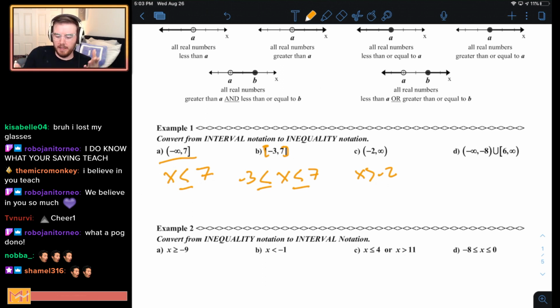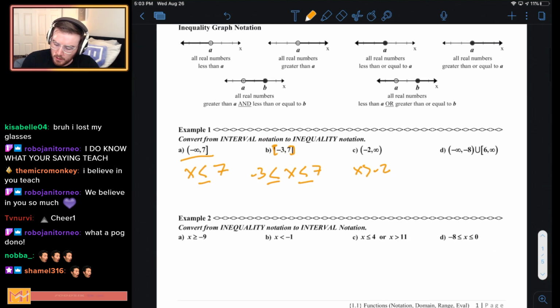It feels like we're not doing anything here. I'm just converting notation. I'm not really doing any math. It just represents a range of values. So what about negative infinity to -8 union? If you see a union symbol, it means we use the word or. So from negative infinity to -8 means all the numbers that are less than -8. Or if we're going from 6 to infinity, that means all the numbers that are bigger than 6.